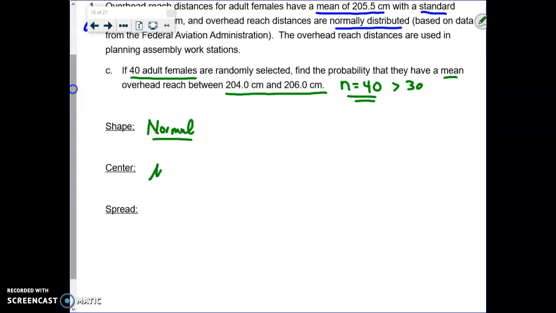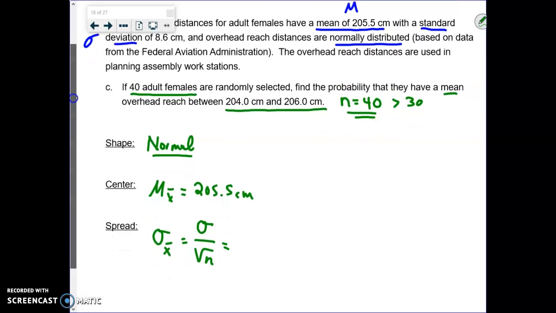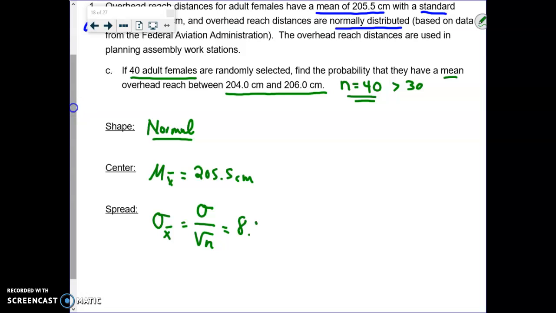The center, again, would stay the same as the population. The mean of the sample means from samples of size 40 would be, again, 205.5 centimeters. And then the spread will change because now we have a larger sample size. We're taking samples that are larger than in part B. The standard error would be, again, the population standard deviation divided by the square root of the sample size. Well, the population standard deviation, if I remember right, was 8.6. Yep, it was 8.6 centimeters. We're going to divide it this time by the square root of 40.